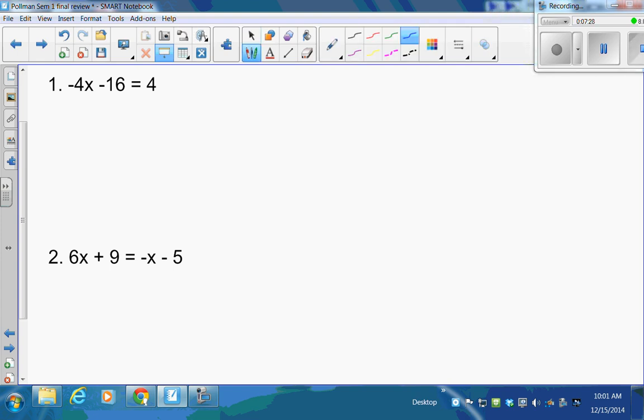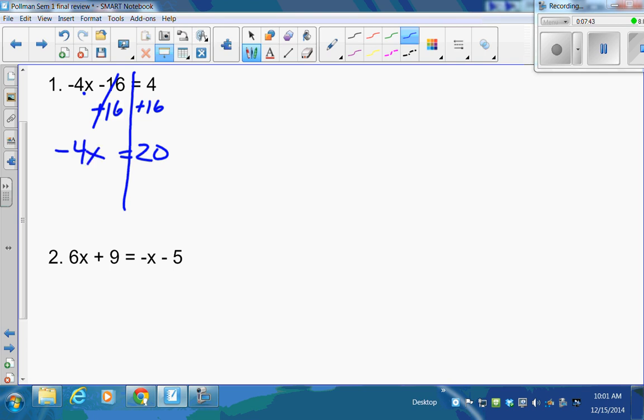The goal of any algebra problem is to get the variable by itself. So this is my variable, x. I have to get it by itself. First thing I'm going to do is the opposite of minus 16. It's plus 16, plus 16. That gives me 20. Cancels that out.